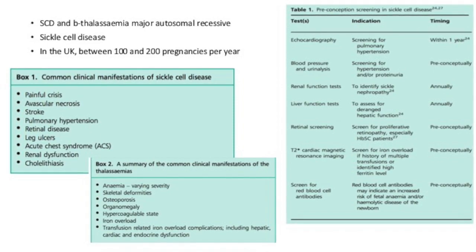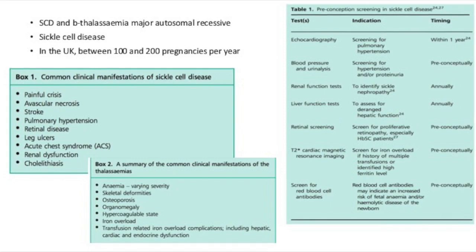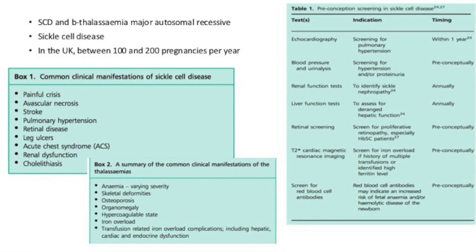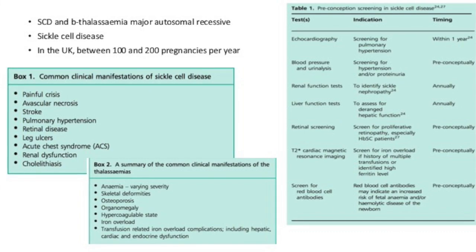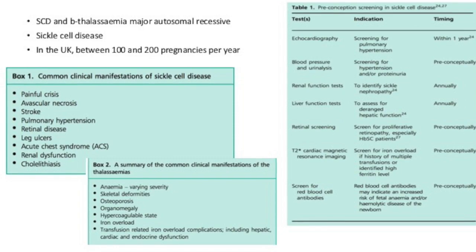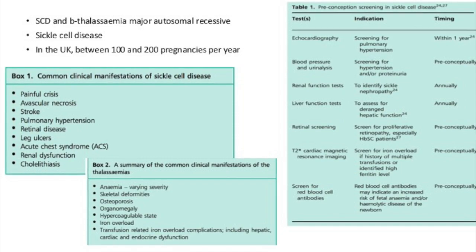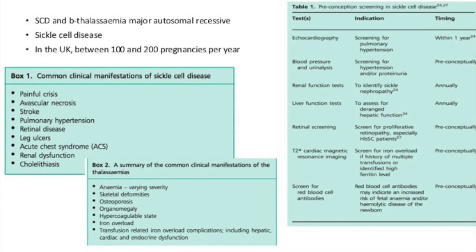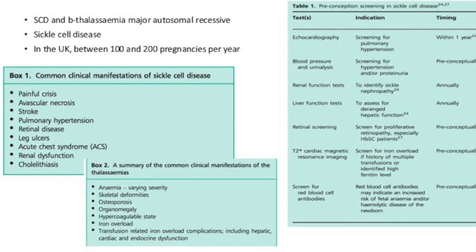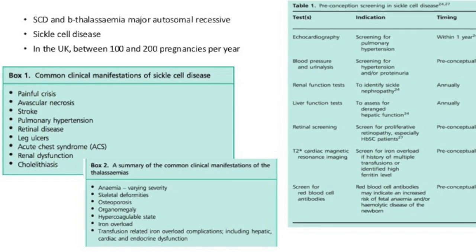A summary of the common clinical manifestations of thalassemia include anemia of varying severity, skeletal deformities, osteoporosis, organomegaly, hypercoagulable state, iron overload, transfusion-related iron overload complications including hepatic, cardiac, and endocrine dysfunction.